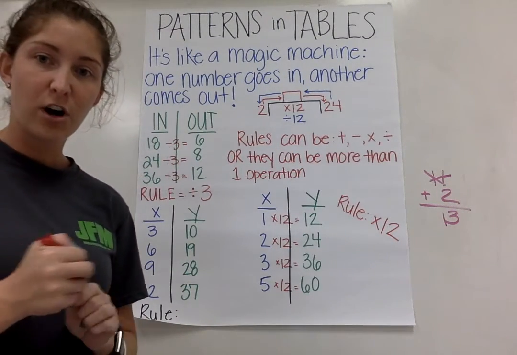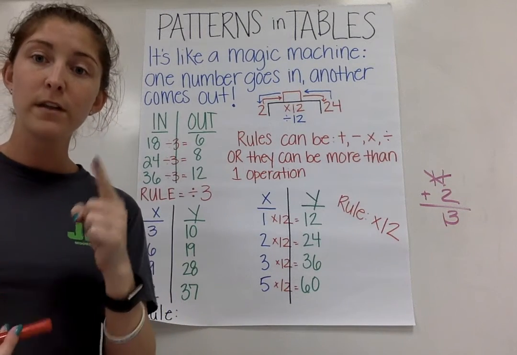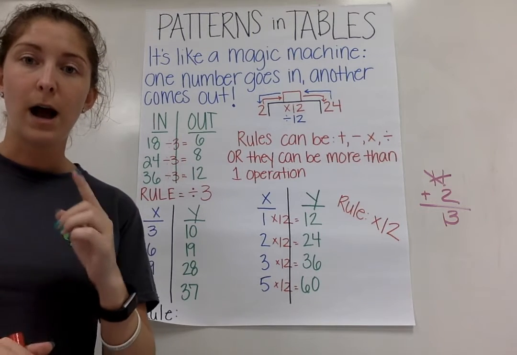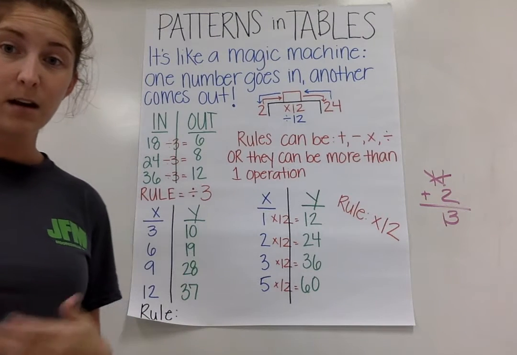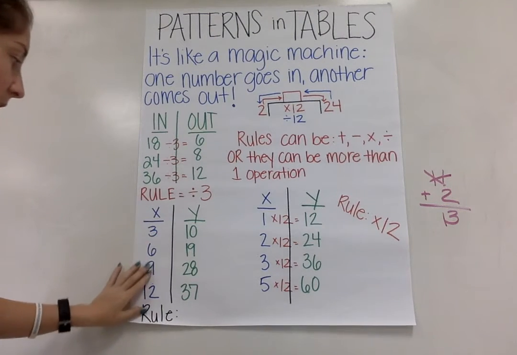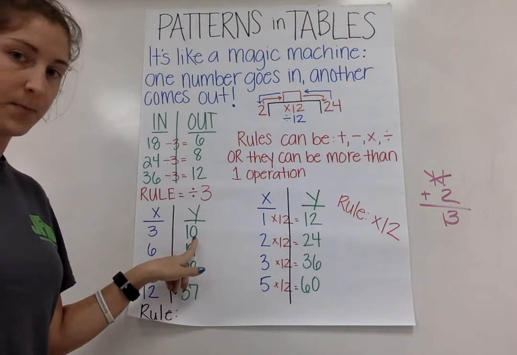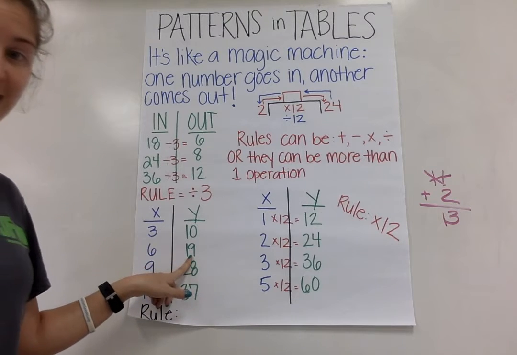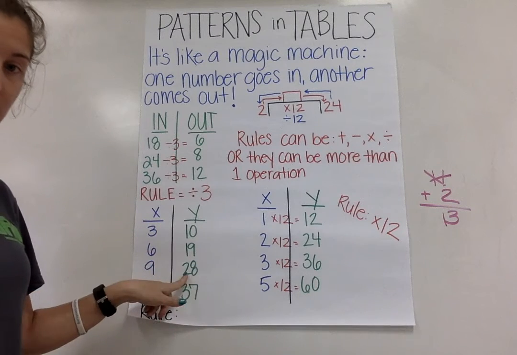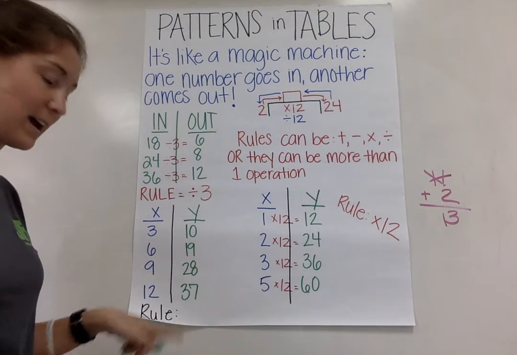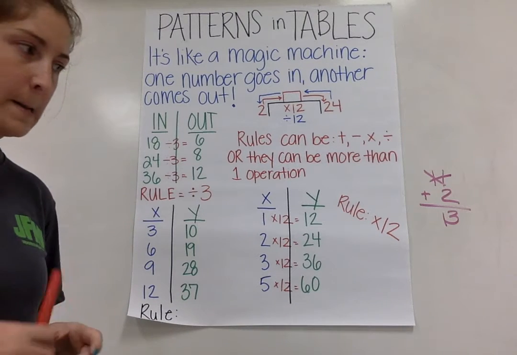All right, in my last chart over here, this table's rule is going to be more than one operation. So I'm going to have to do more than add, subtract, multiply, or divide in order to get what the pattern is. So our x is 3, so I put in 3, I get out 10. I put in 6, I get out 19. I put in 9, I get out 28. And I put in 12 and I get out 37. So let's think about those and let's talk about those real quick.